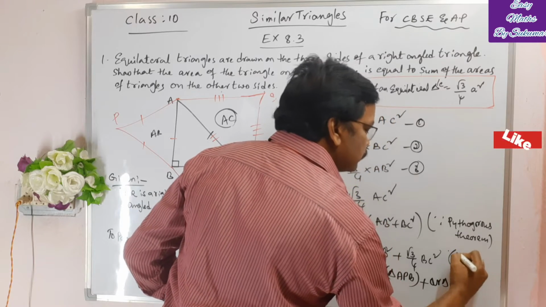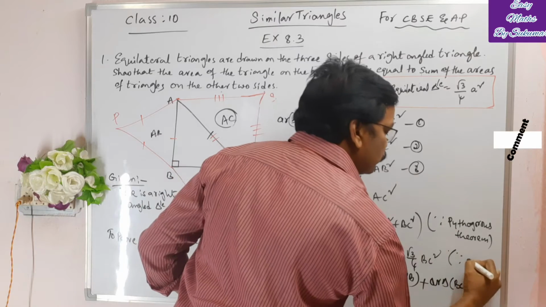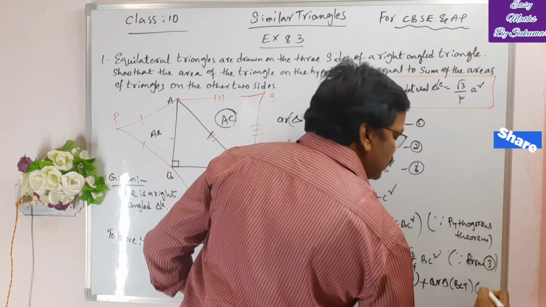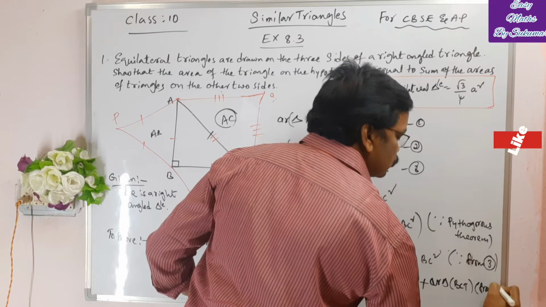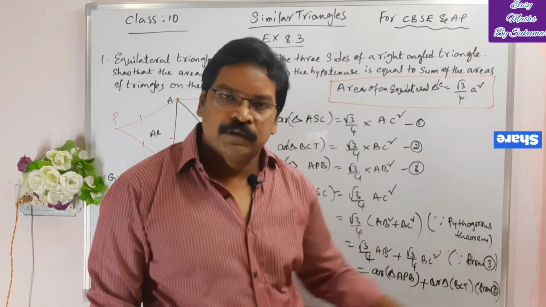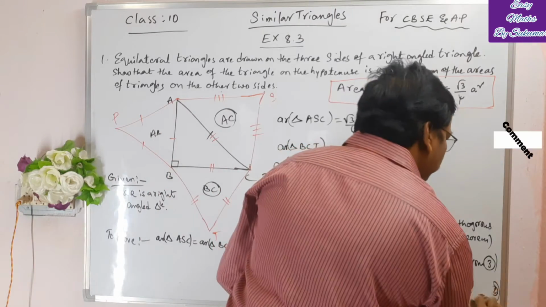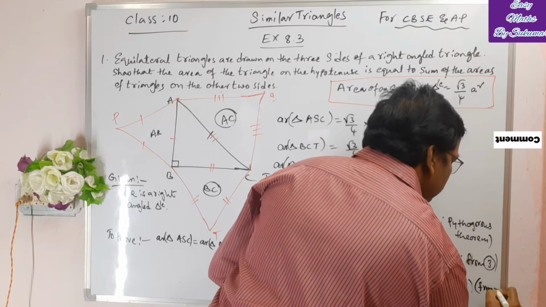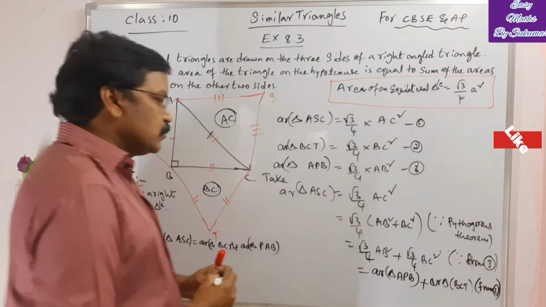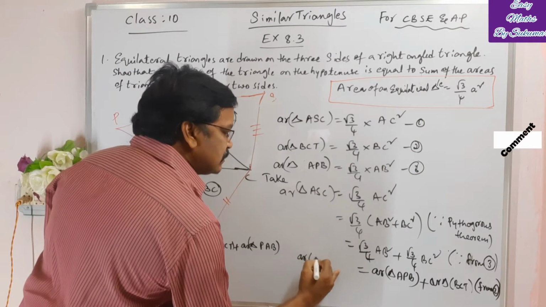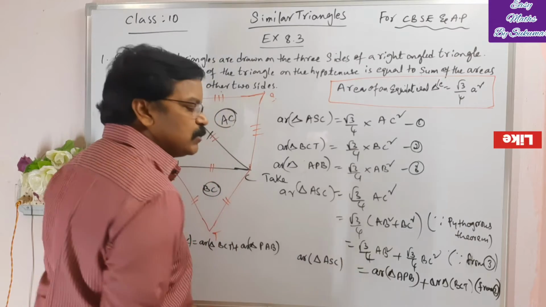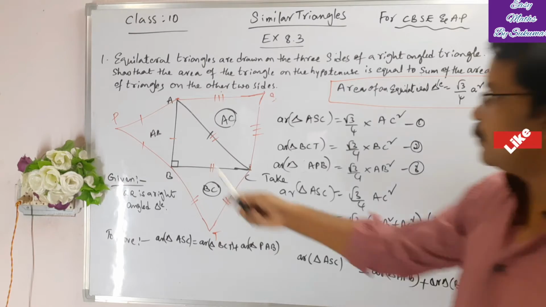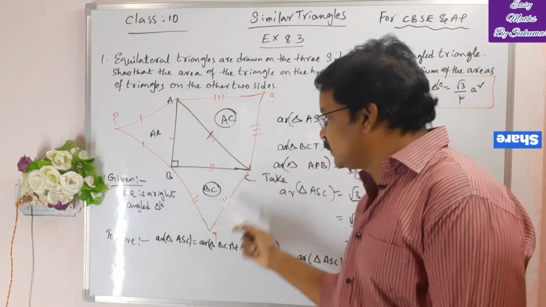So this is from equation 3 and 4. Sorry, from 3 and 2. From 3, and this is from 2. Okay, this is from equation 2. So the area of triangle ASC is equal to area of triangle APB plus area of triangle BCT.